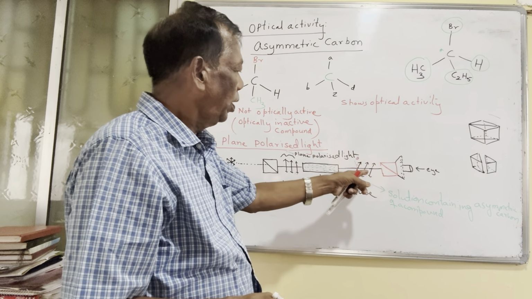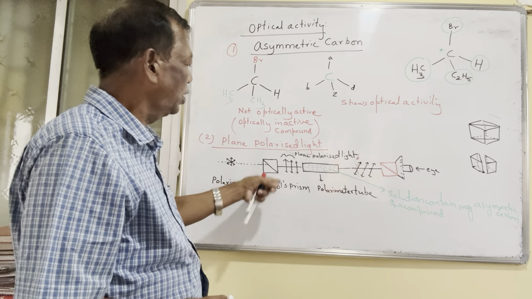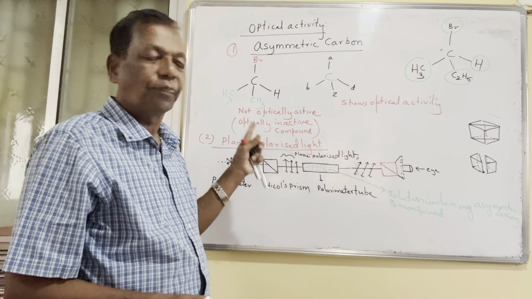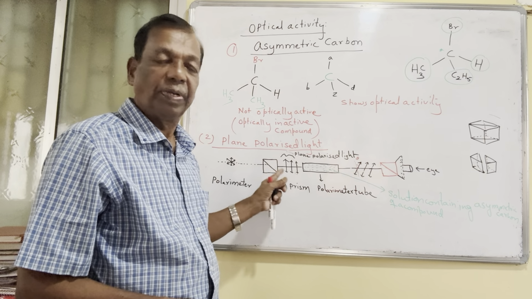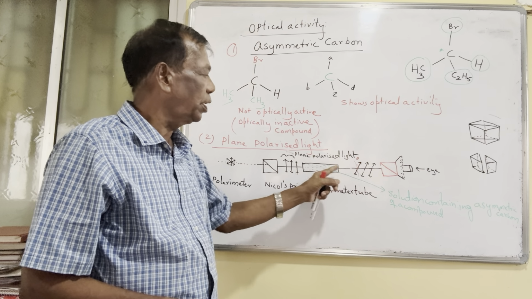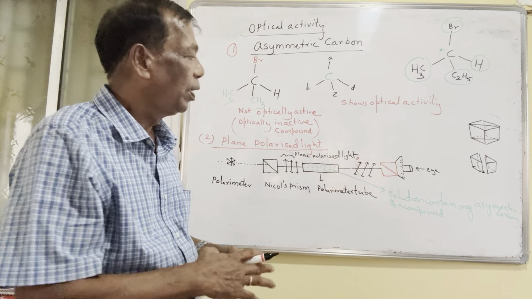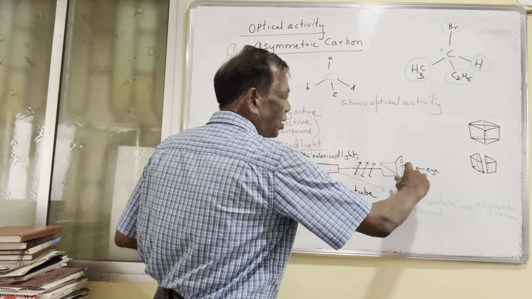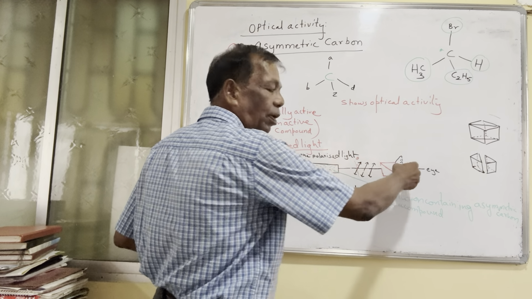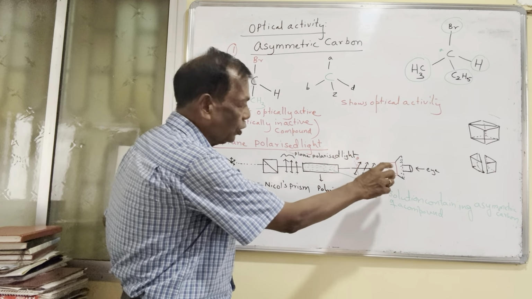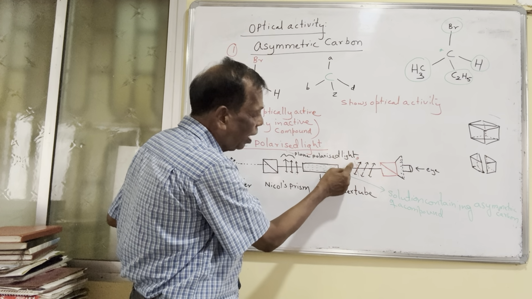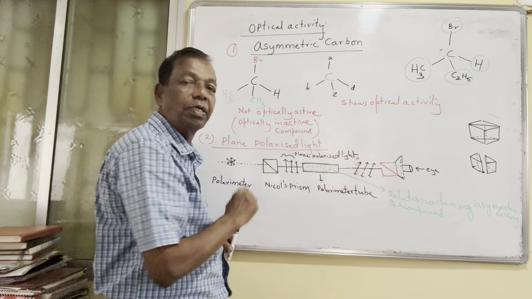Then you will observe the rotation. Earlier the light was visible, but when you put this solution here, the light becomes invisible. Now go on rotating this. This rotation will be till this theta. So this theta here and this theta here should be the same.